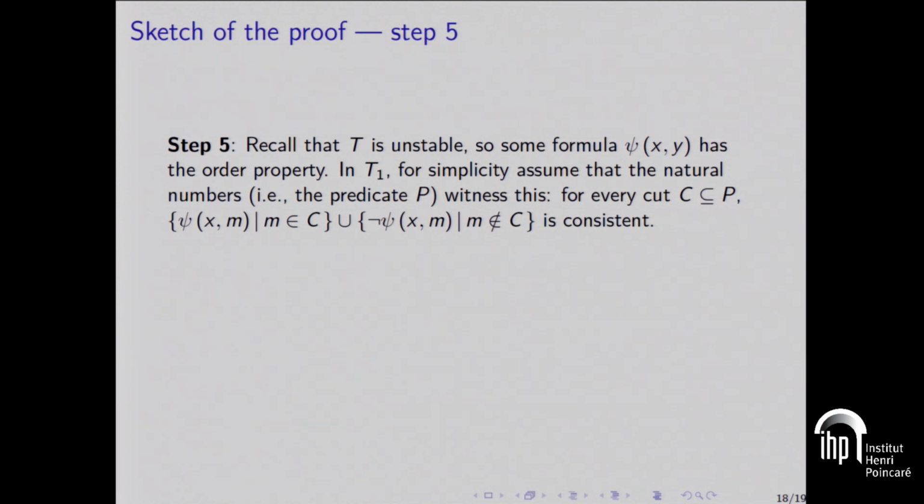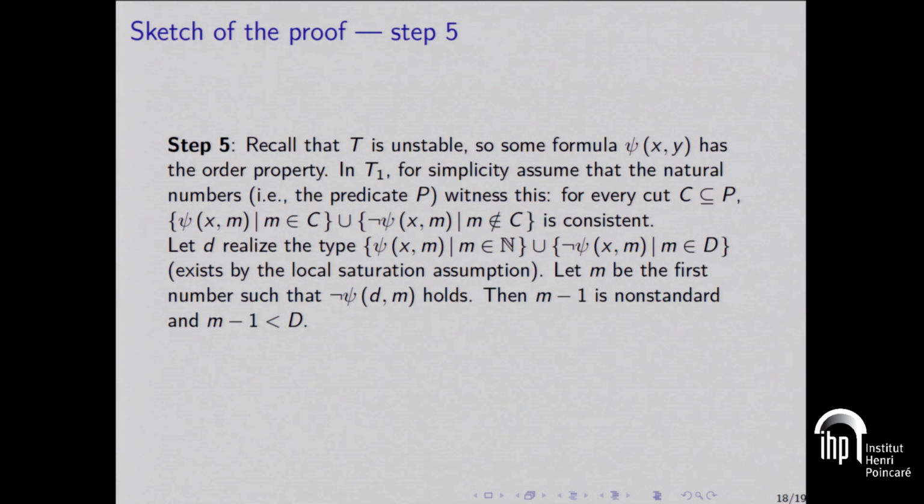Now recall that T is unstable, so it has the order property. Some formula has the order property, and let's assume for simplicity that the natural numbers witness that. Namely, for every cut, we can realize the following type: psi of x m for m in that cut, but not psi of x m for m not in the cut. This is the order property. We know that T is unstable, so we can realize the following type: psi of x m for every natural number, but the negation for every m in D.